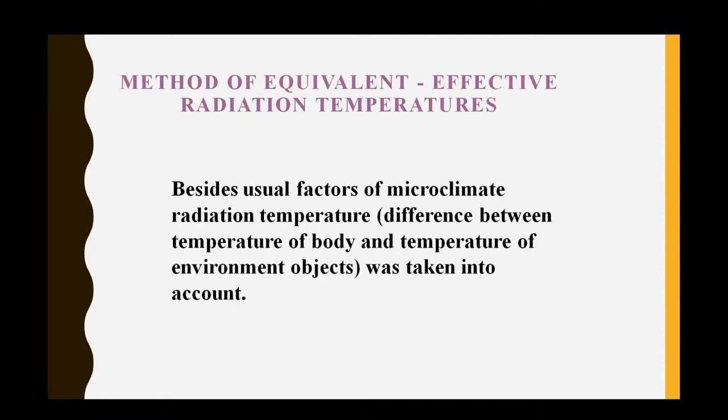Next method, the method of equivalent effective radiation temperatures. Besides the usual factors of microclimate, radiation temperature, which I told you is the difference between the temperature of the body and the temperature of environment objects, was taken into account. But this method is not used very widely.